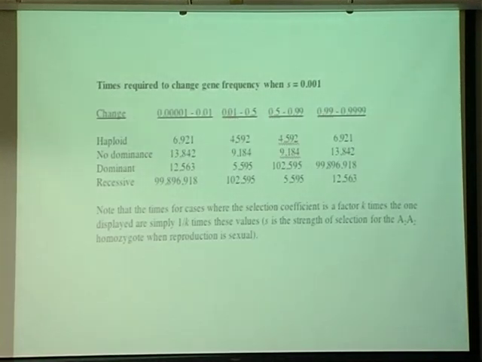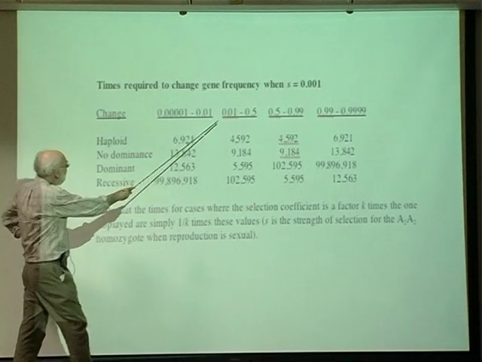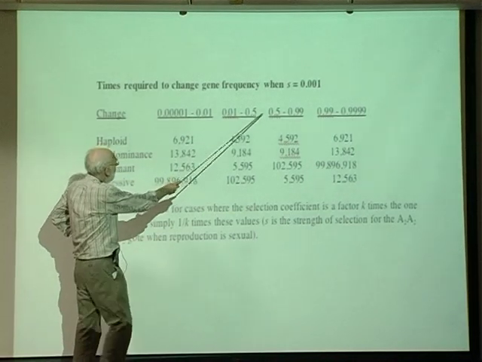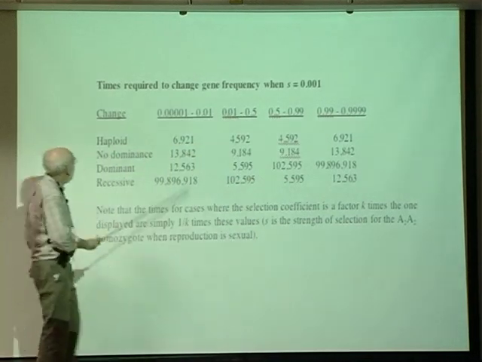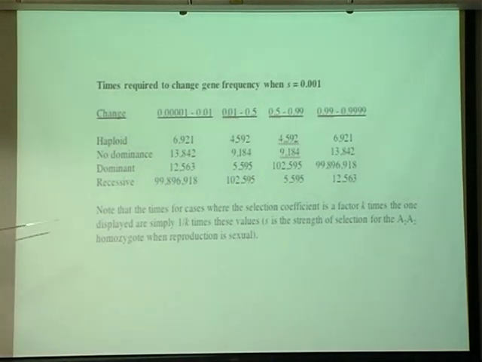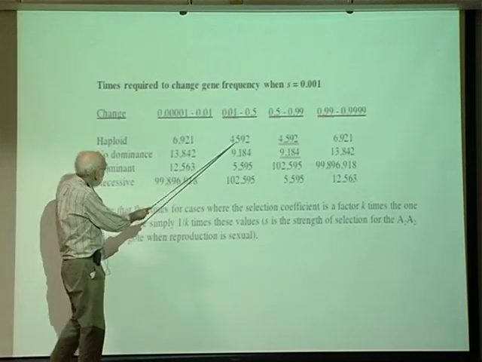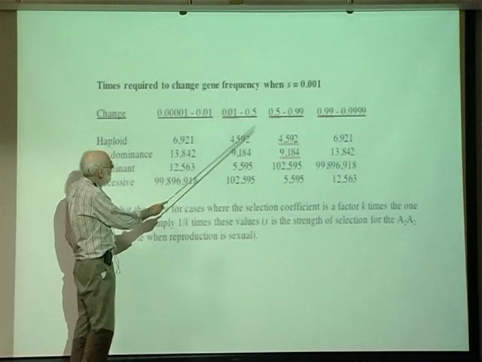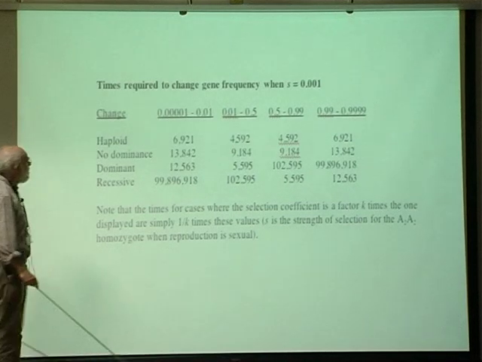And here's some examples. Changing allele frequencies from a very, very low value to a low value, then from a low value to an intermediate value to a high value to virtually fixation. Haploid model is the case for selection coefficient of 10 to the minus 3 that I just showed you. It's about 7,000 generations for this bit of the process. Speeds up, 4,600 generations roughly for these two bits, and then it's back to the 7,000 generations.